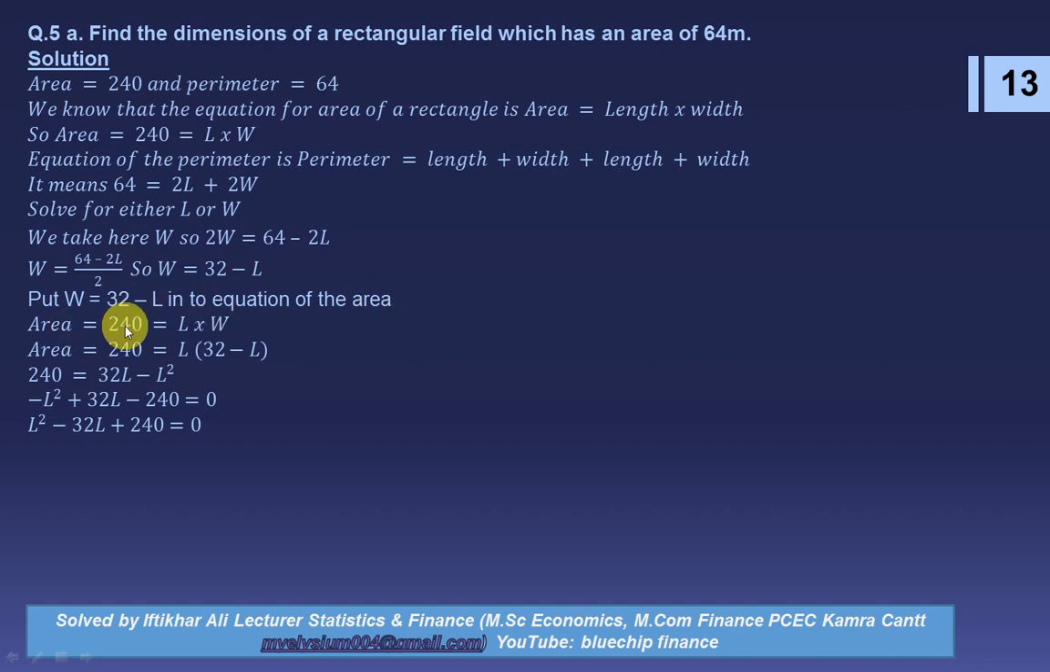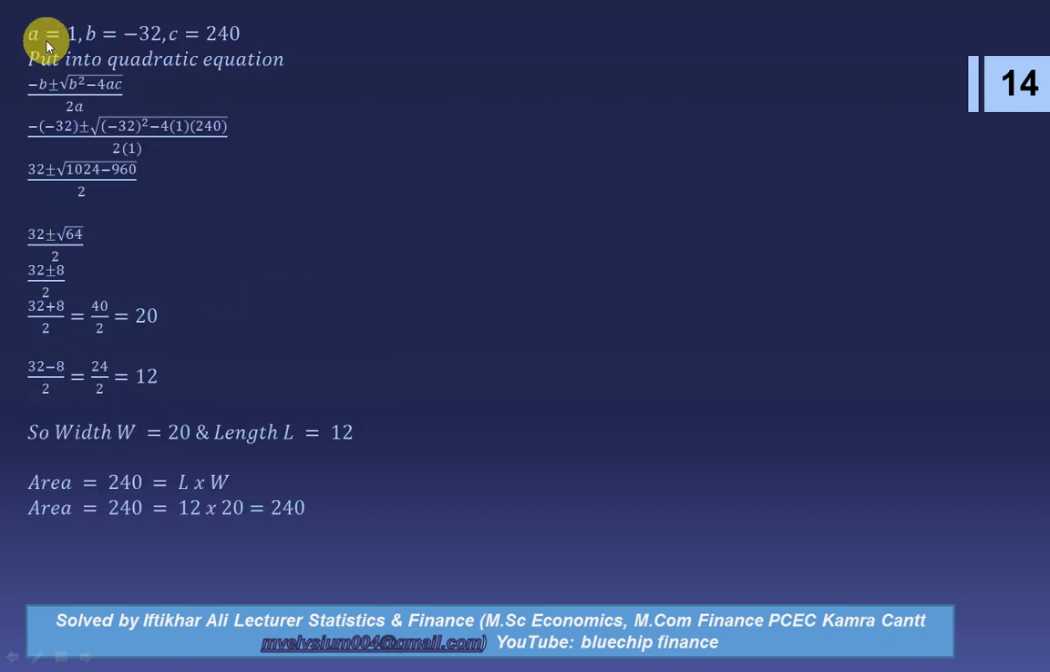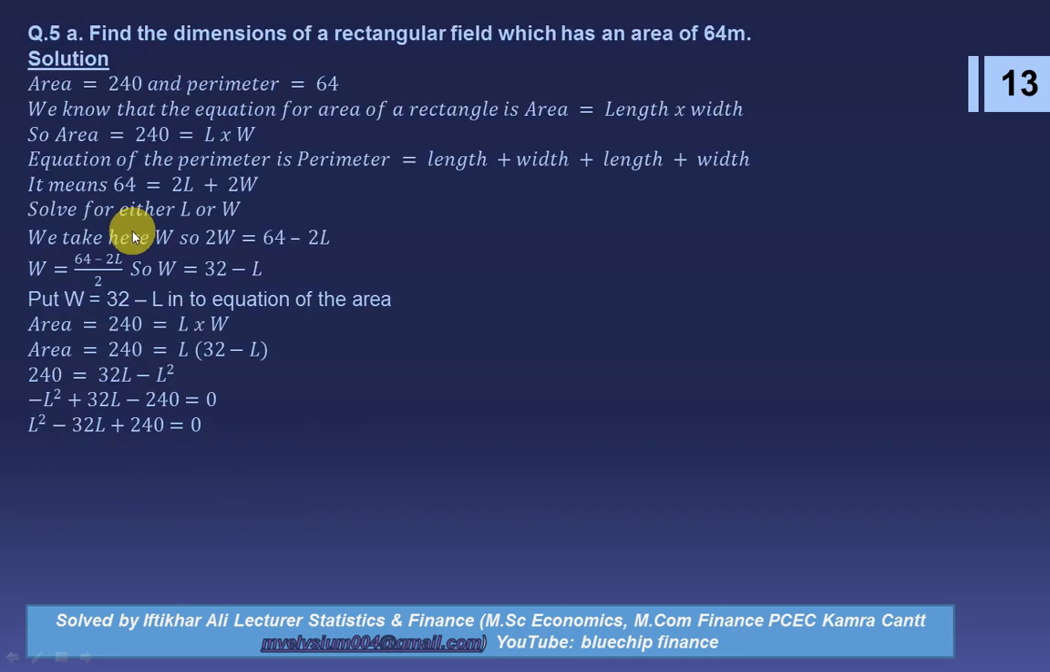So area should be equal to 240, equals length multiplied by width. So area is 240, length multiplied by width. Width is 32 minus L. It will be 240 equals 32L minus L square. Here, minus L square plus 32L minus 240 equals 0, or just change the signs for the whole equation: L square minus 32L plus 240, and here you can apply the quadratic formula. A is equal to 1, B is equal to minus 32, C is 240.